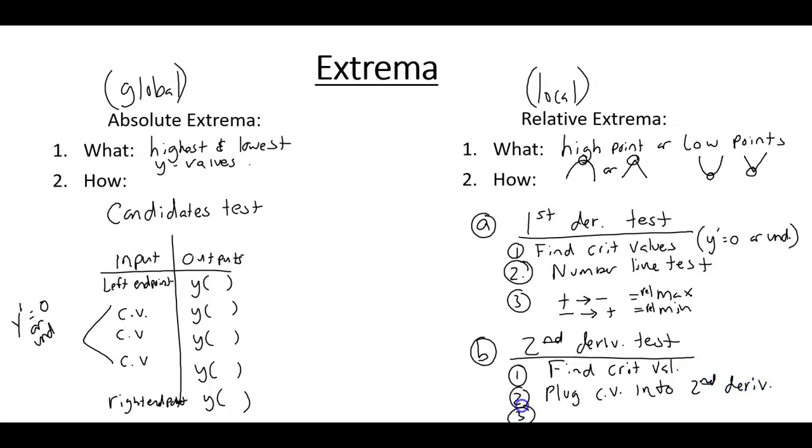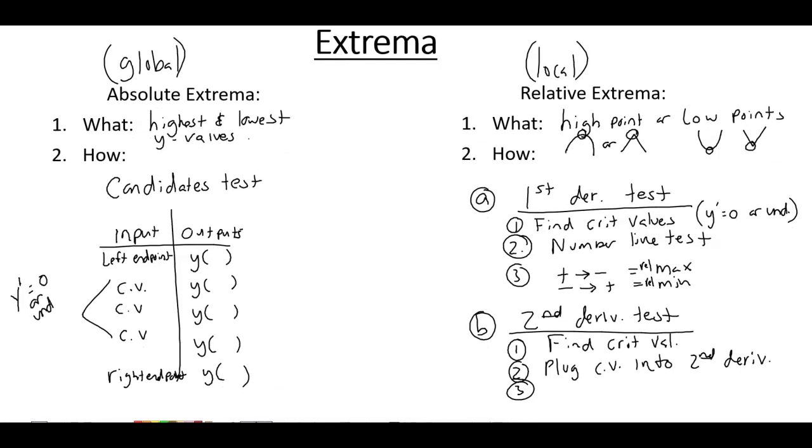And here's our conclusion that we can draw from that. Let's scoot this thing down a little bit. There we go. If f double prime of your critical value is positive, that means your graph is concave up, which means we have a relative min. And if f double prime of your critical value is less than 0, that means we have a concave down function, and therefore we have a relative max at that point.